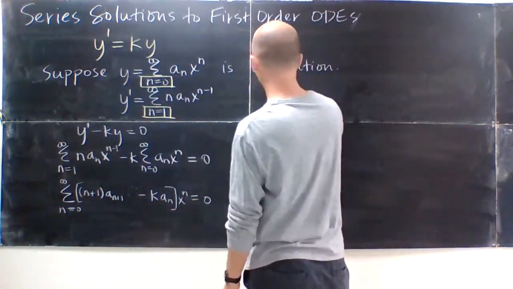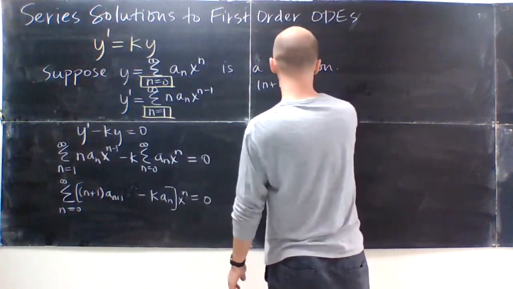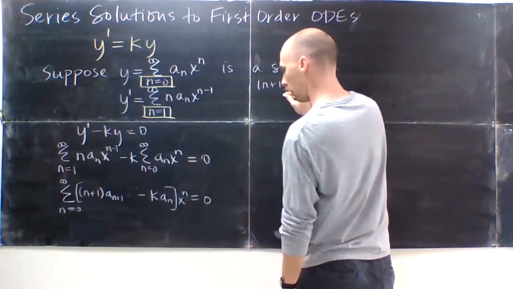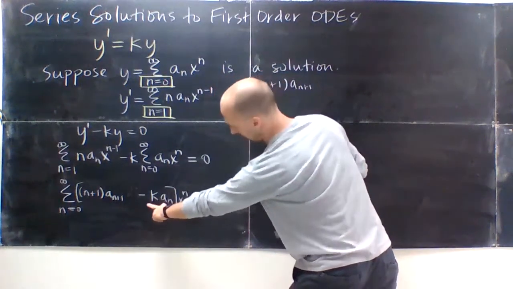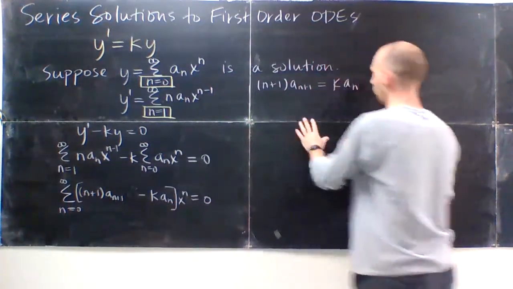So I've got n plus 1, a n plus 1, minus k a n would be 0. So I could just say it's equal to k times a n.